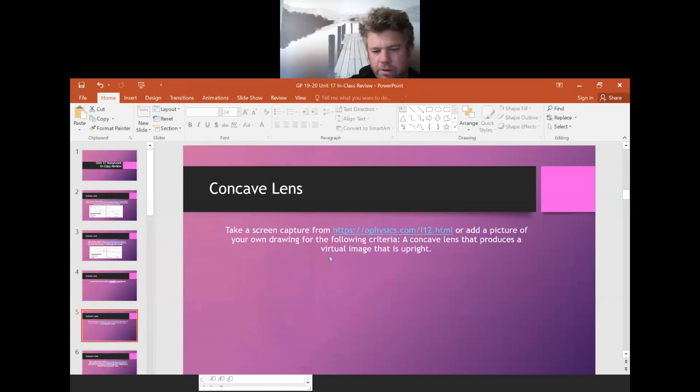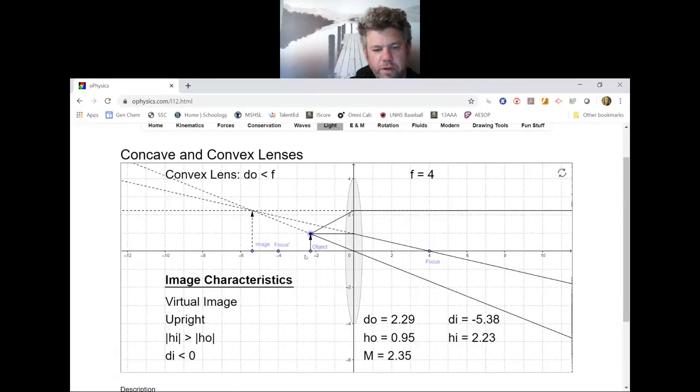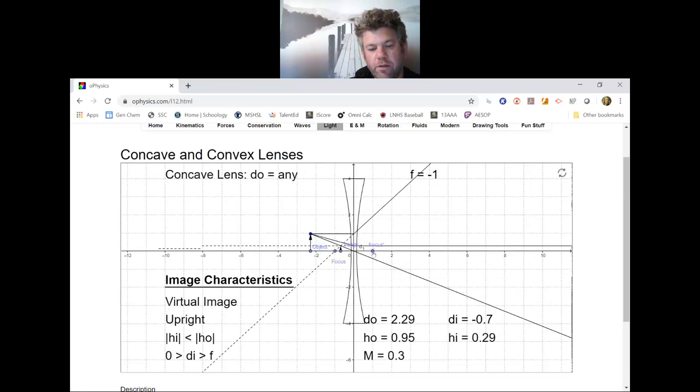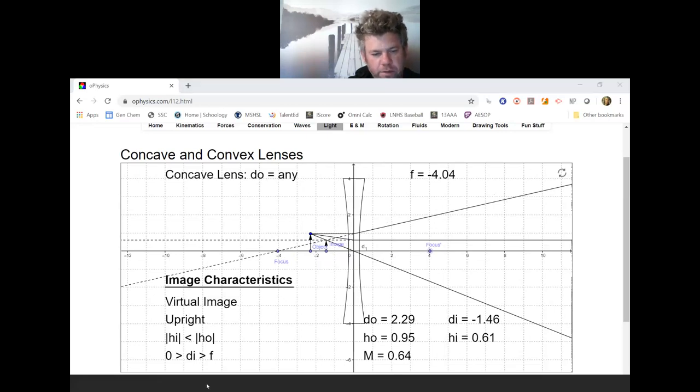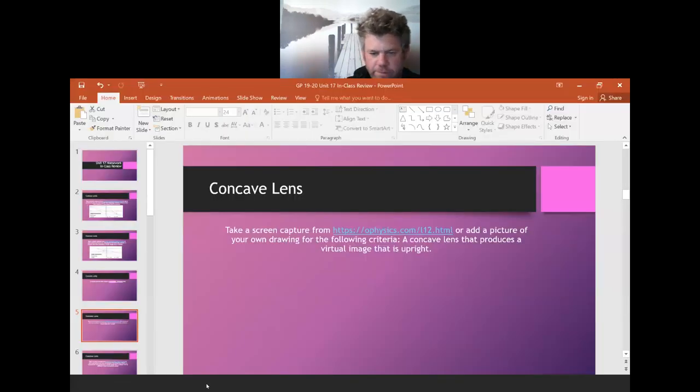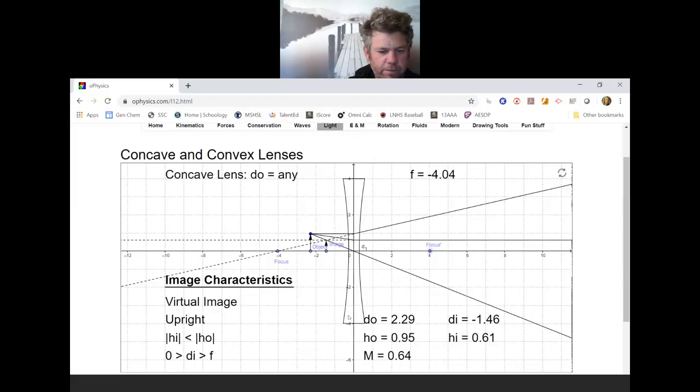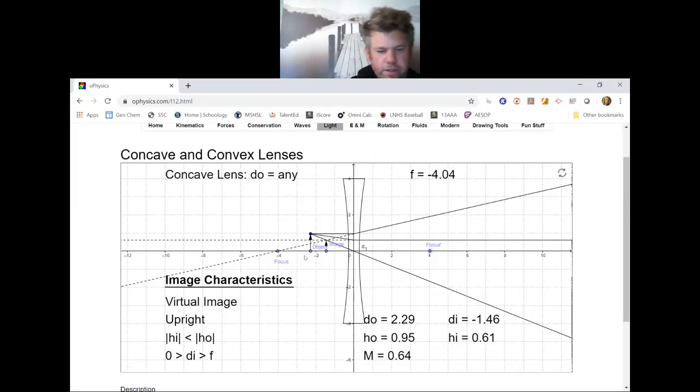Screen cap or a picture of a concave that produces a virtual upright. All right, so this one requires a little bit of a trick. In order to get a concave, you're going to have to grab onto this focal length here and slide that thing over to the other side. All right. By doing that, let me remind myself, what do I got to do here? Virtual and upright. Okay, virtual upright. All right, well, that did it for me.